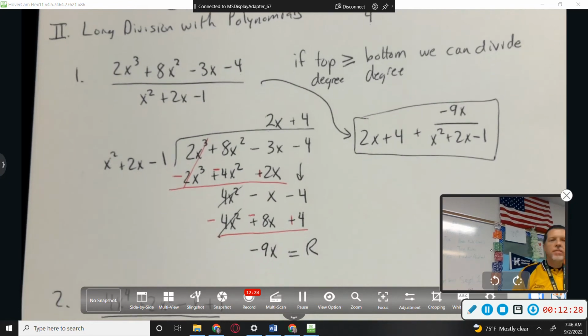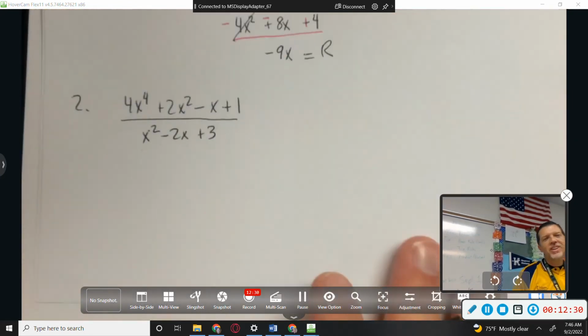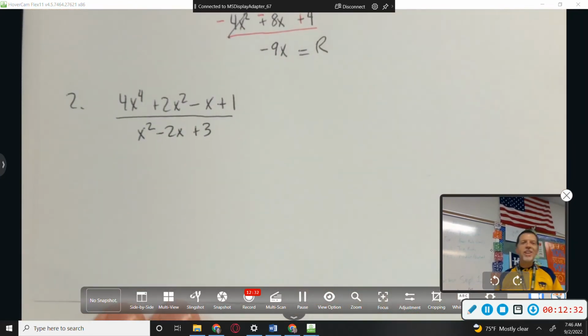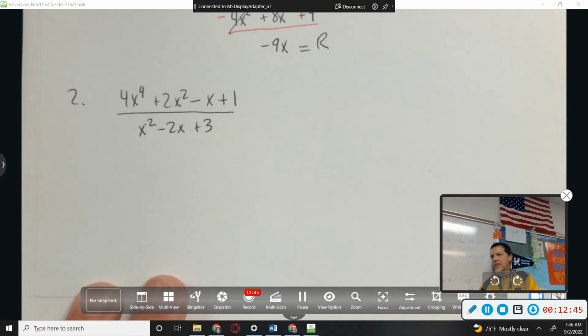What's the problem? Oh, maybe I should put it where you can see it. 4x to the fourth plus 2x squared minus x plus 1, all over x squared minus 2x plus 3. This one has a little bit of a trick in it. Do y'all remember if you did this in Algebra 2?